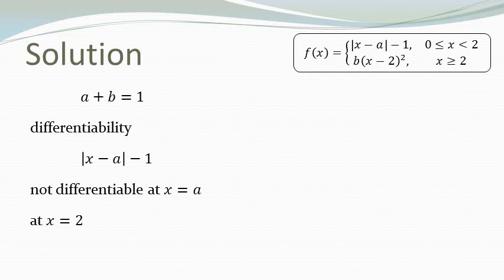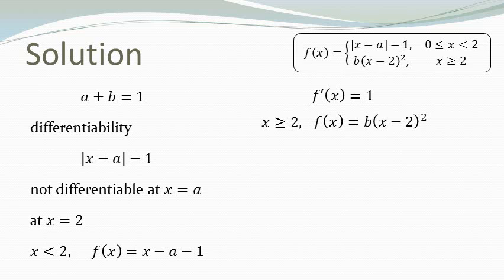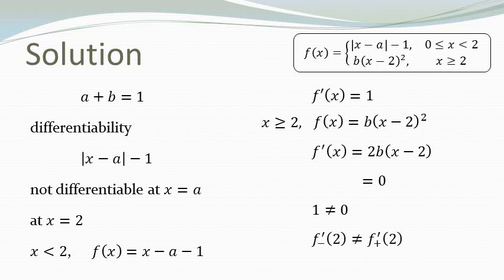At x equals 2, when we consider x to be slightly less than 2, the function can be written down as x minus a minus 1, and therefore the derivative to the left of 2 would simply be equal to 1. When x is more than 2, the function can be written down as b times (x minus 2) whole squared. So the derivative would be given by this expression, and therefore the right hand derivative is equal to 0. Now 1 is not equal to 0, which means the left hand derivative and the right hand derivative are not equal at the point 2. So this is another point where the function is not differentiable. Now considering all this, the correct answer is option A.